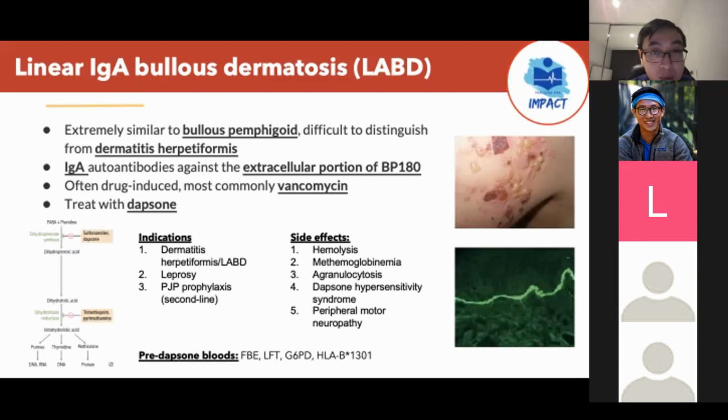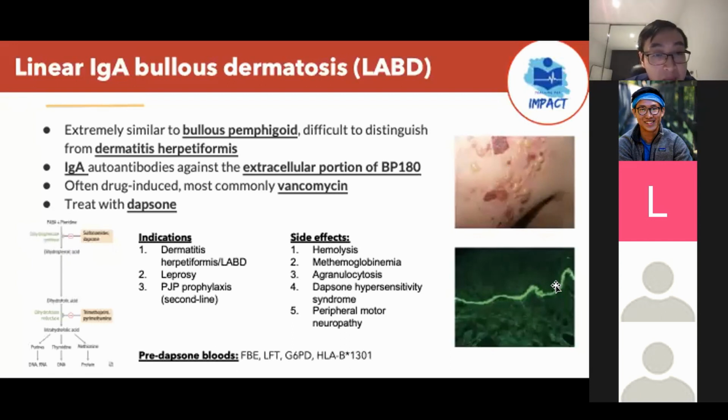So just a quick word about LABD, linear IgA bullous dermatosis. It's like a close cousin of bullous pemphigoid. The autoantibodies are directed against exactly the same antigen, BP180, but the autoantibodies are IgA rather than IgG. So the clinical presentation is also extremely similar to bullous pemphigoid. You get tense lesions. The direct immunofluorescence shows a linear pattern around the epidermal-dermal junction. Very, very similar in all respects to bullous pemphigoid.